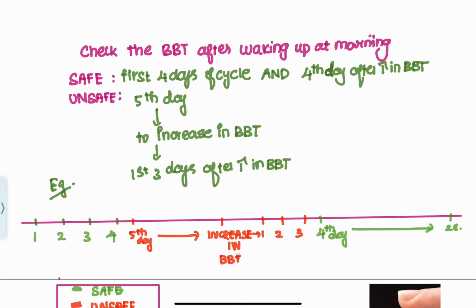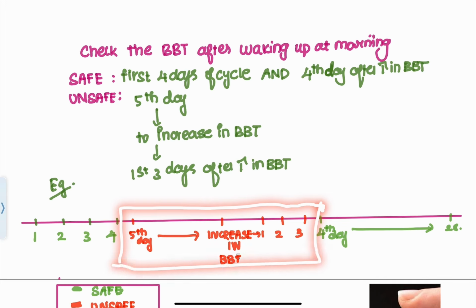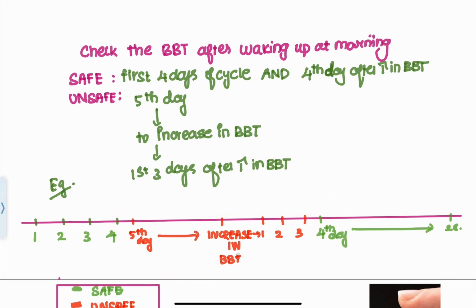So when is the unsafe period? The unsafe period is from the 5th day of the menstrual cycle till the increase in the basal body temperature, and the first 3 days after the increase in basal body temperature. Is that clear? From the 5th day of the menstrual cycle till the increase in basal body temperature, this is the unsafe period. And apart from this, the first 3 days after the increase in basal body temperature is again the unsafe period. So anywhere between the 5th day till the increase in basal body temperature and until the first 3 days after the increase, this period is the unsafe period or the fertile period of the menstrual cycle.